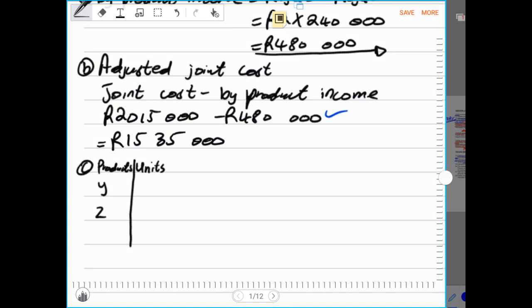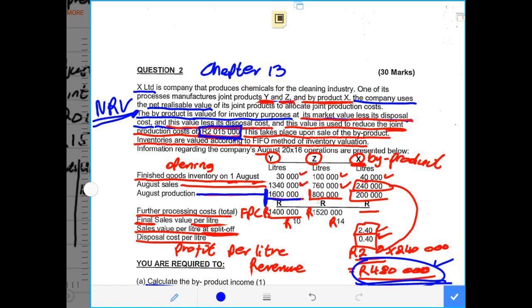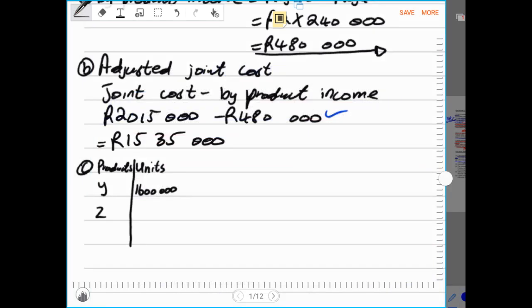So the units that were produced are 1,600,000 for product Y, and we have 800,000 units for product Z, which is August production, the number of units that were manufactured, not the number of units that were sold. Then after, we have to multiply this by the selling price.